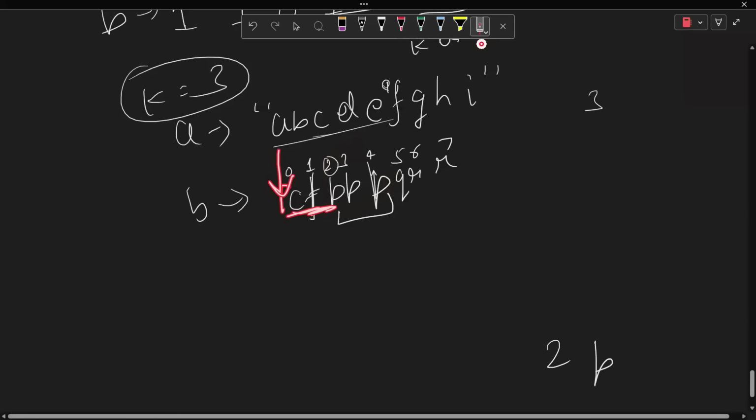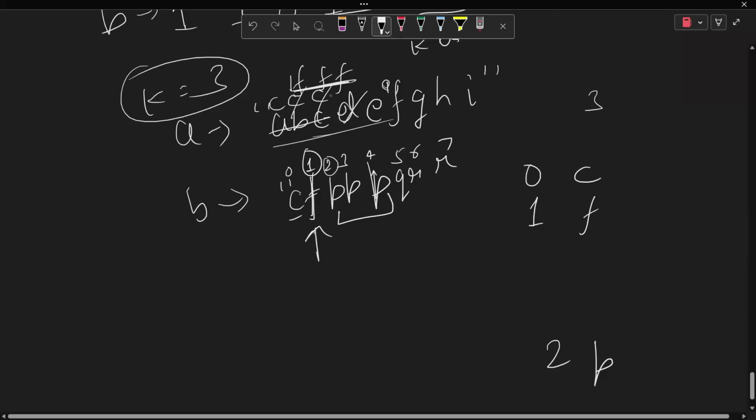I have to have a C. So I would replace the first k characters by C, C, C. Okay, so my first operation is 0C. This is done. Now here I have to have an F, so this would be replaced by F, F, F. So 1F would be the next operation that I would perform.